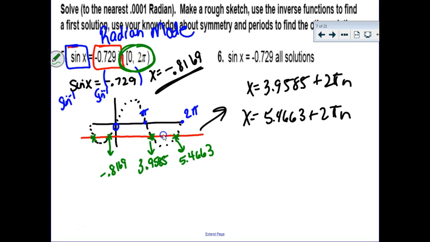Well, guys, what's the symmetry of this graph? What's the rotation? When does it repeat? What's the period? Every 2 pi, right? So this number here is associated with this number here. What is negative 0.8169 plus 2 pi? It better be that. It is. So you can see the repetition in the periods here on the graph.